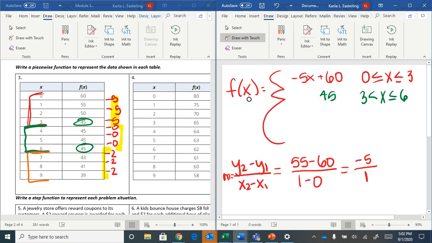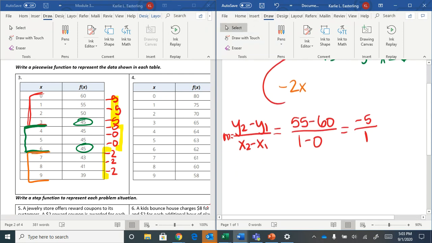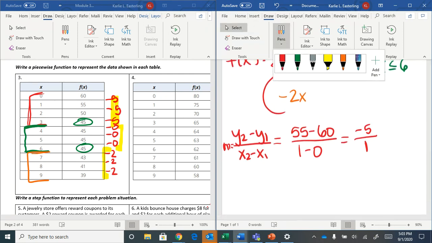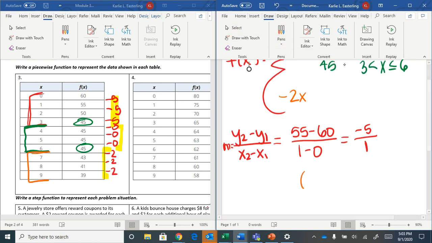So we could keep going, so we could do the m equals y2 minus y1 over x2 minus x1. Or hopefully you notice what we subtract by is also going to be our slope here for these. So it's kind of an easy shortcut way to get your slope on these. So we're going to look at negative 2x. But here we are going to have to find that y-intercept. So maybe you remember how we were taking the points and taking our slope and going from those points.